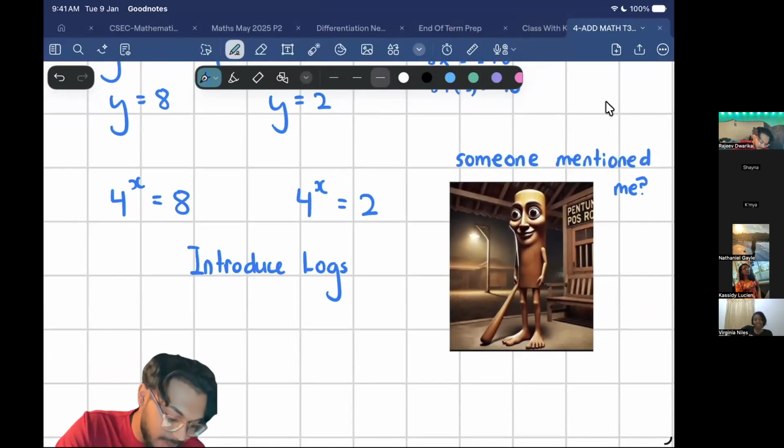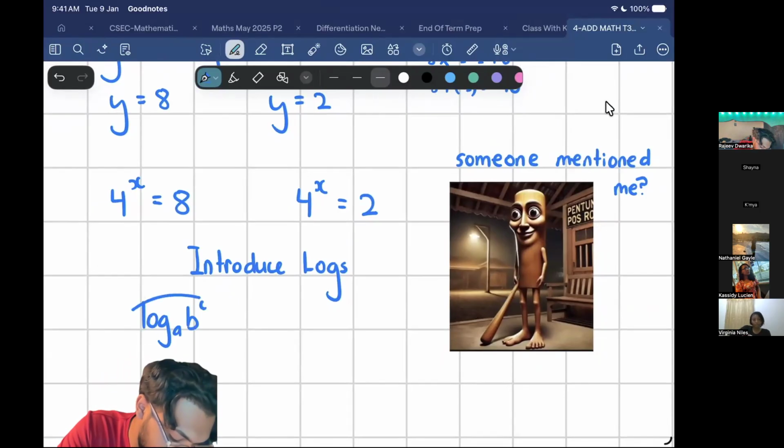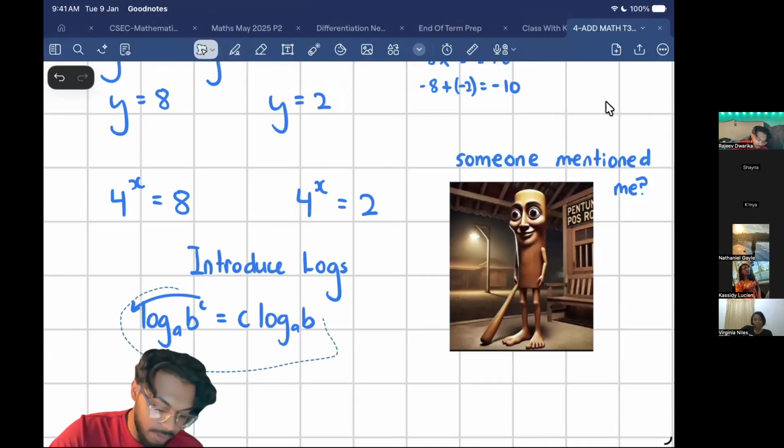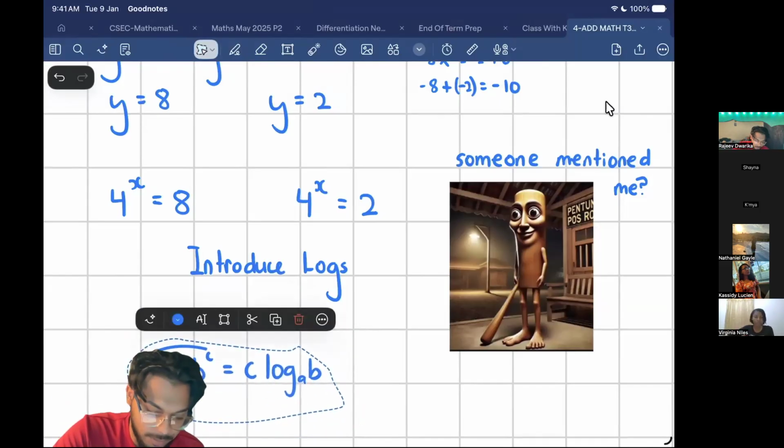One of the rules with logs: let's say we had log base a of b to the power c. What could we do to that power c? Put it to the front. Exactly. That would be equivalent to c log base a of b. So by applying logs, we can take the power and bring it to the side, getting rid of the exponential nature of it, so it's easy to solve for.